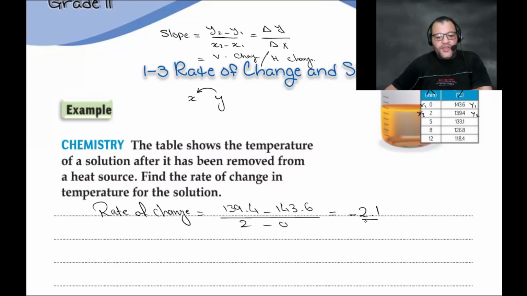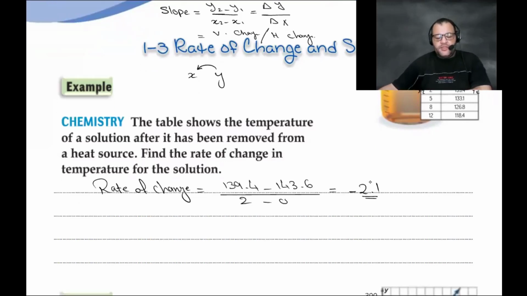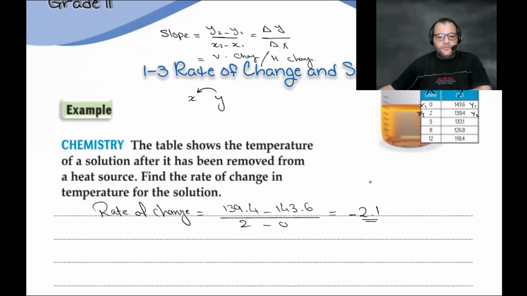What is the meaning of negative 2.1? It's the rate of change. For every 1 unit of time, the temperature changes by negative 2.1. It decreases 2.1 degrees for each 1 minute. That is the meaning of the rate of change. After 1 minute, the temperature will decrease. How do we know that it decreased? Because the sign here is negative.